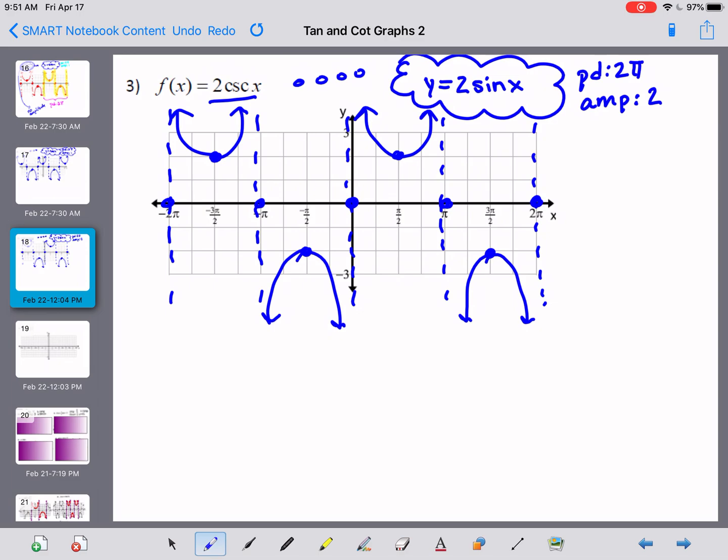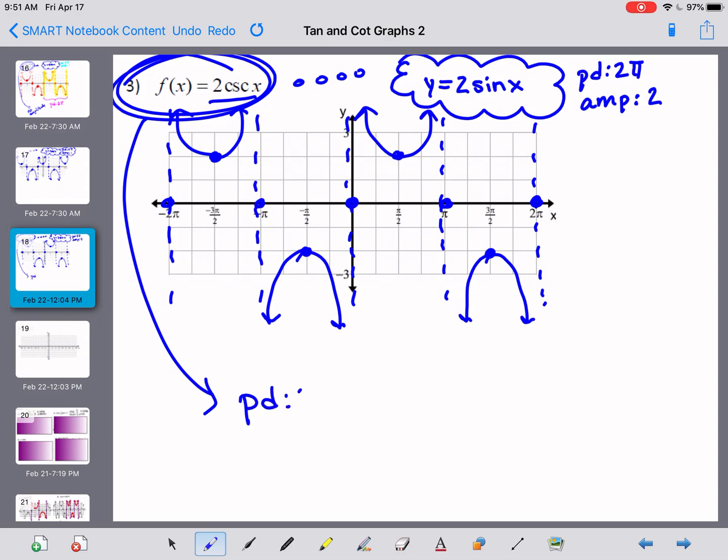If I asked you what's the period of 2 cosecant of x? You would say the period is 2 pi, right? And the period, again, it's 3 asymptotes altogether, right? You need the pattern to be repeating itself. So it's 3 asymptotes and then the 2 parabolas in between for one period, okay? And that period is 2 pi. If I asked you what the amplitude was, you would say none or undefined. There's a vertical stretch by a factor of 2.